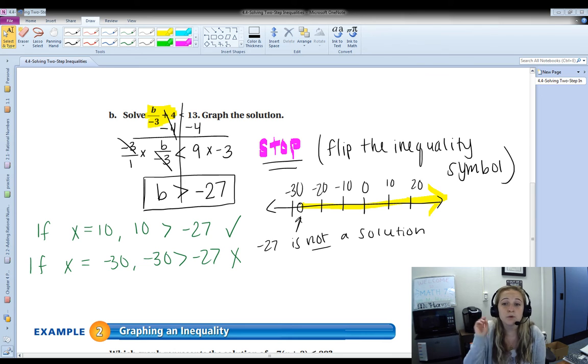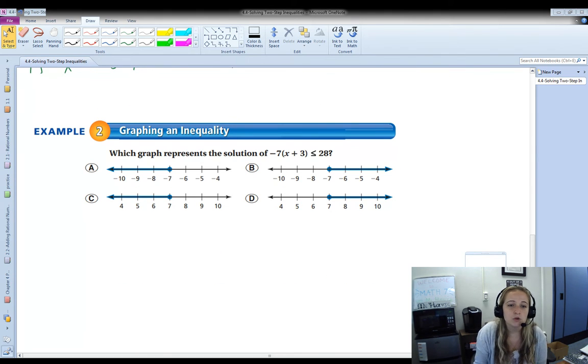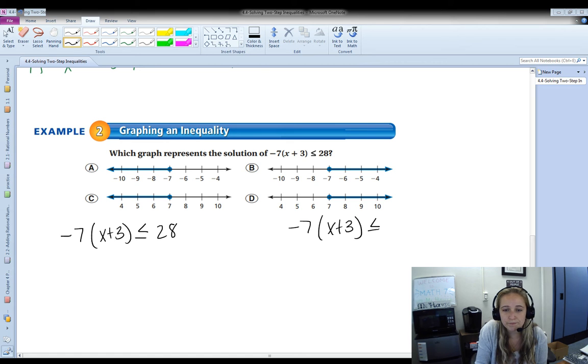All right, most important thing, don't forget to flip the inequality if you're multiplying or dividing by a negative. All right, let's look at our last example, and then we will finish this up. So which graph represents the solution of -7(x + 3) is less than or equal to 28? I'm going to teach you 2 ways to do this, okay? So we have -7(x + 3) is less than or equal to 28. Okay, and then we're going to do it over here too.